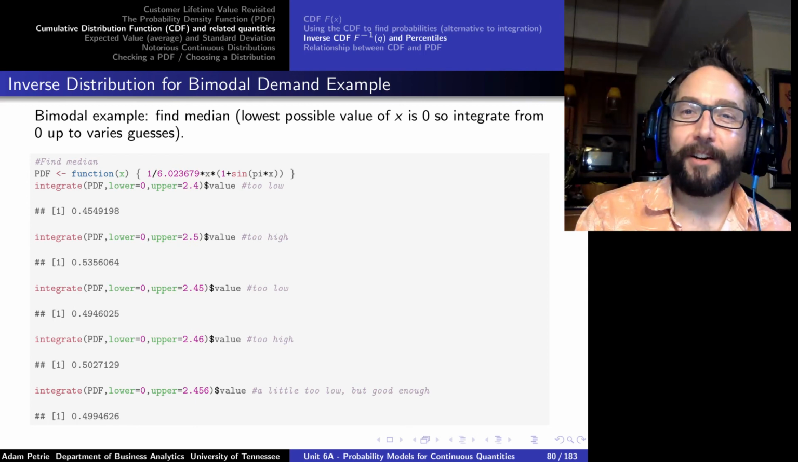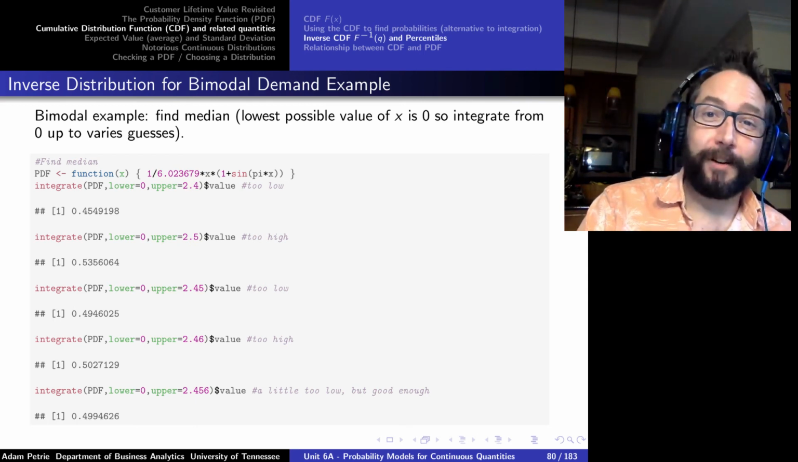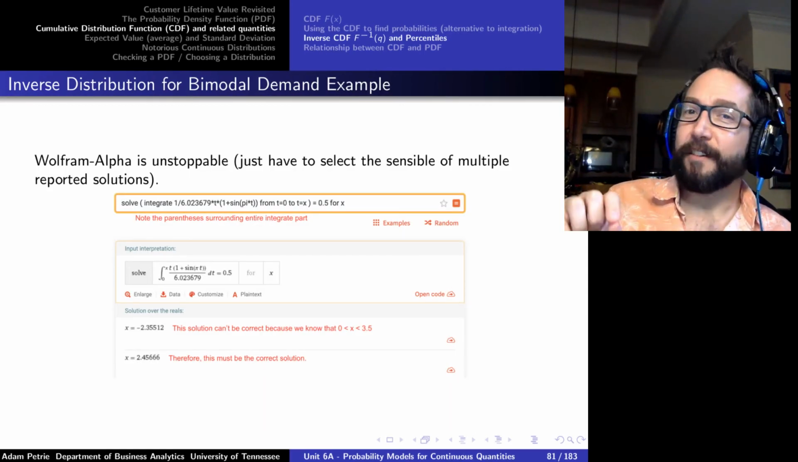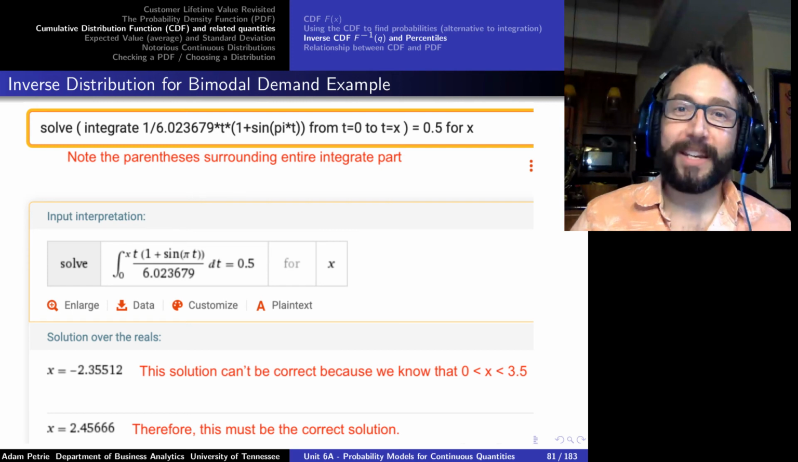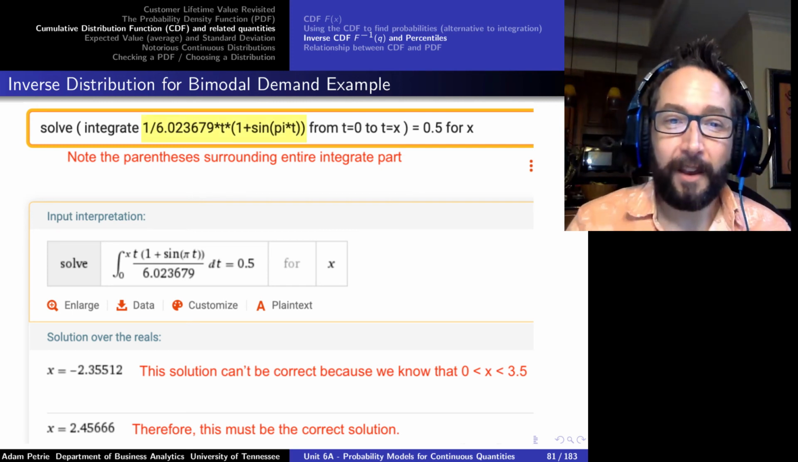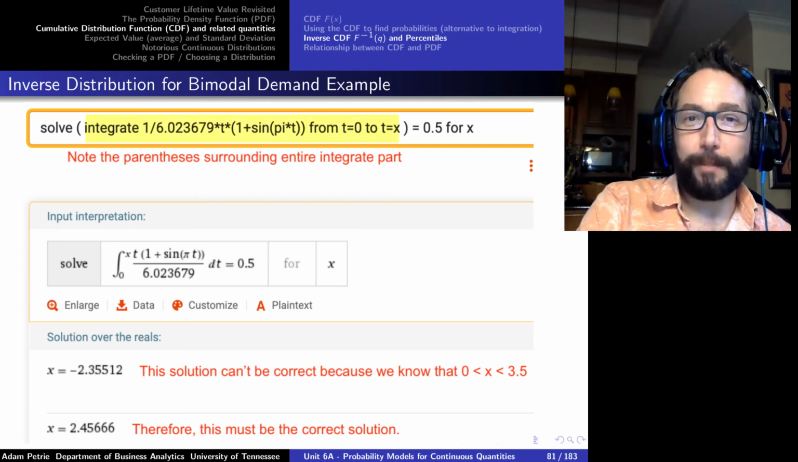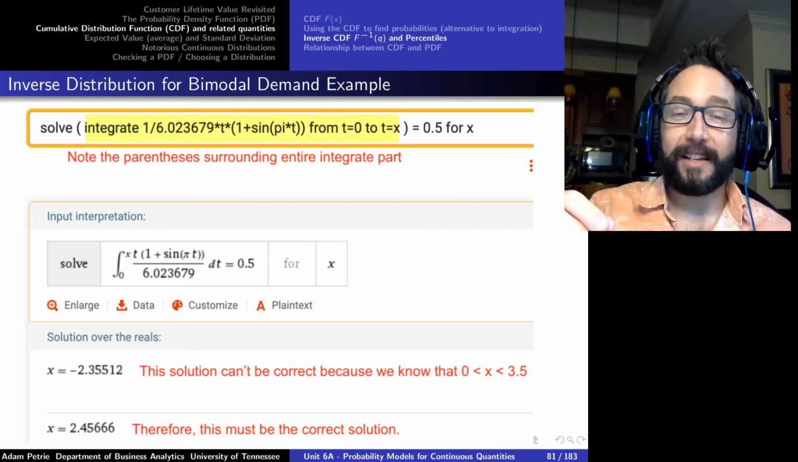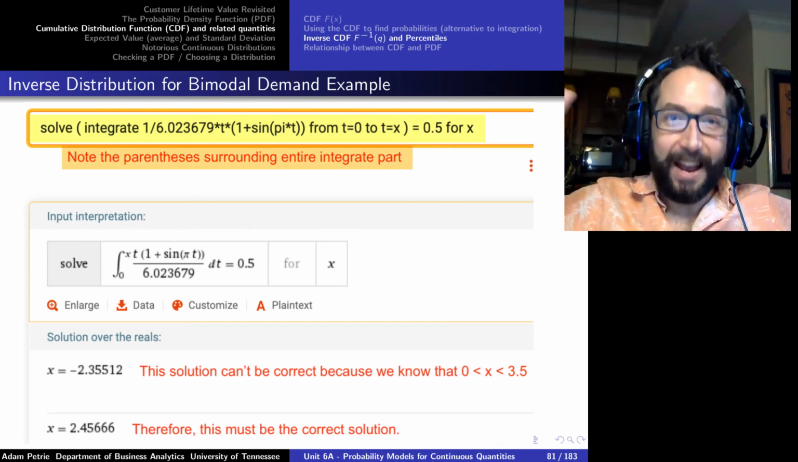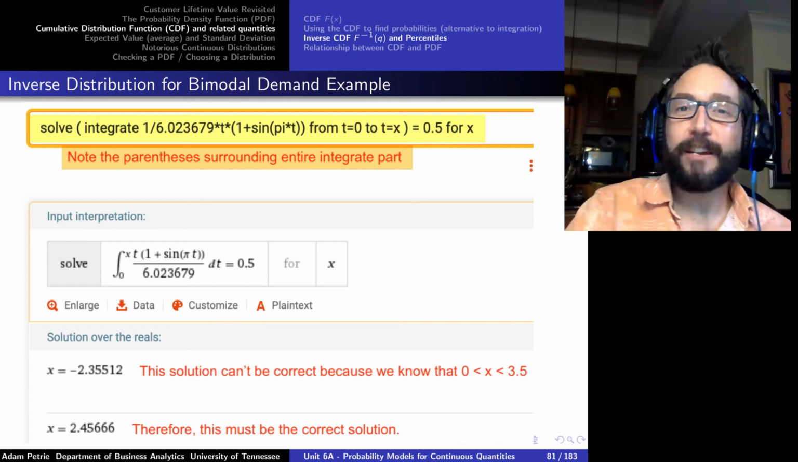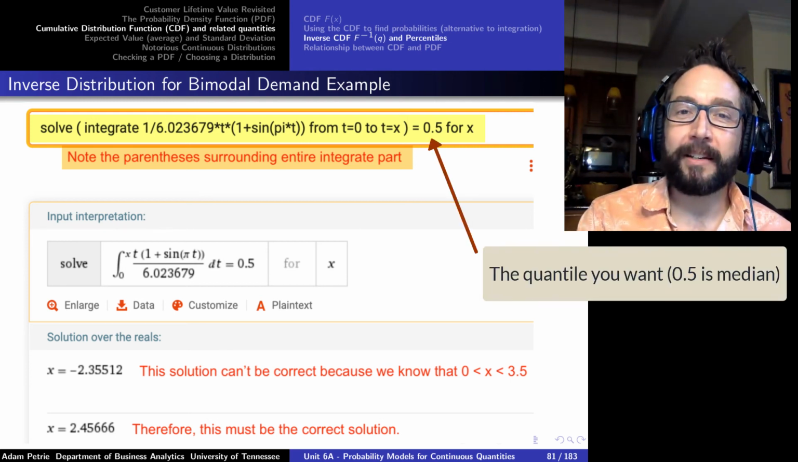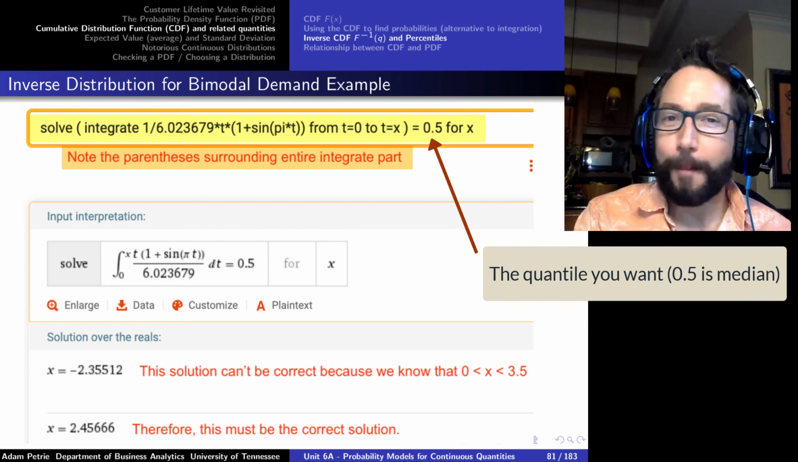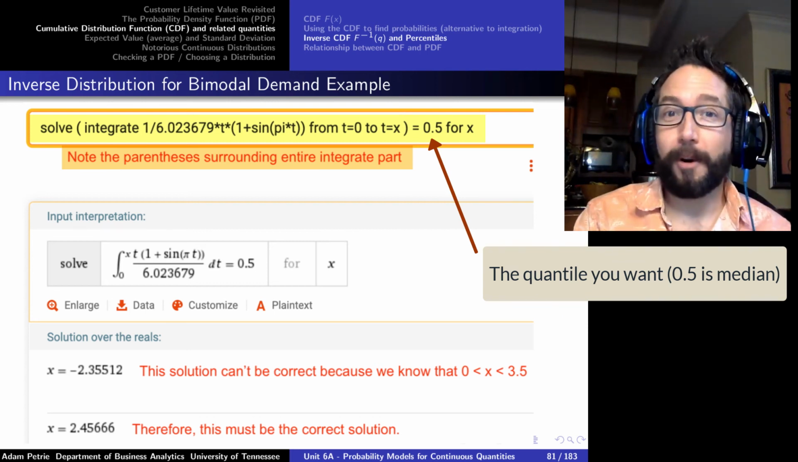That's obviously not very efficient, but Wolfram Alpha will still actually save the day if you have a very specific value of little q in mind. So in this case, what we can do is we can take our formula for the PDF and we can integrate it from the lowest possible value up to x, and then actually solve, then in parentheses have that integrate function, solve that equal to our little value of q that we have in mind, 0.5 in this case for the median, for x. And Wolfram Alpha will go and actually do this with no problem.